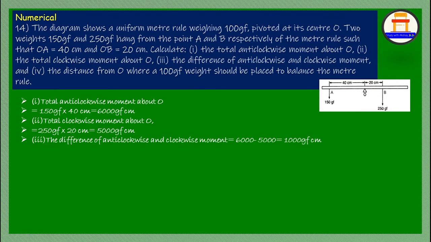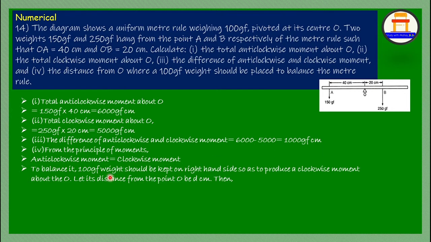Next, the difference of anti-clockwise and clockwise moments: 6000 minus 5000, that is 1000 GF centimeter. Okay, it is understood. From the principle of moments, so this will be the fourth question. The distance from O where the 100 GF weight should be placed to balance the meter rule. Basically we are supposed to find the distance, right? Anti-clockwise moment is equal to clockwise moment. Then to balance it, the 100 GF weight should be kept on the right hand side so as to produce a clockwise moment about O.